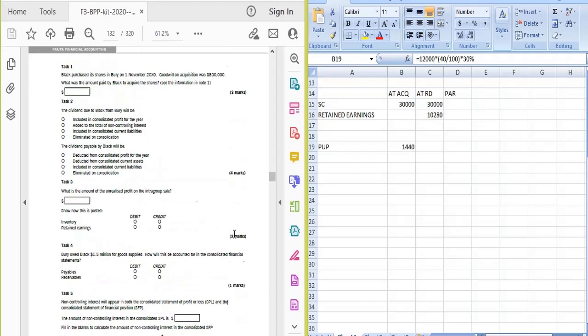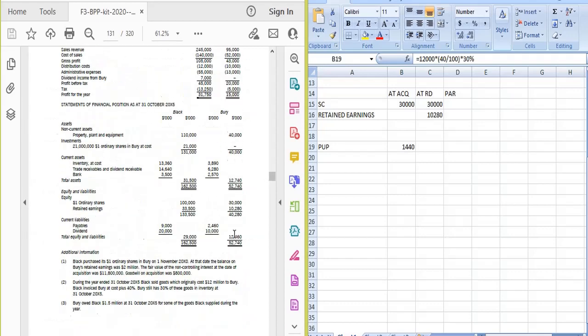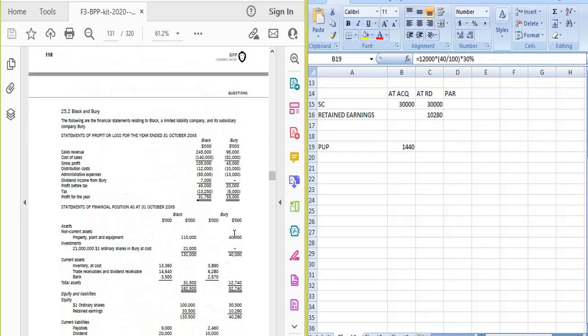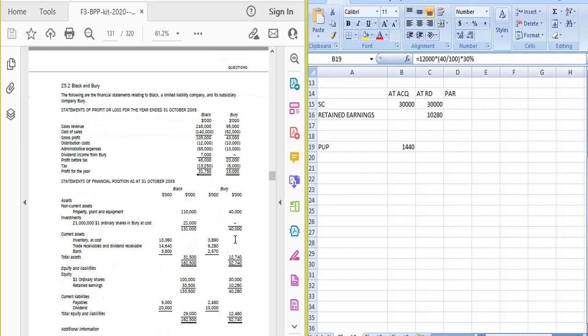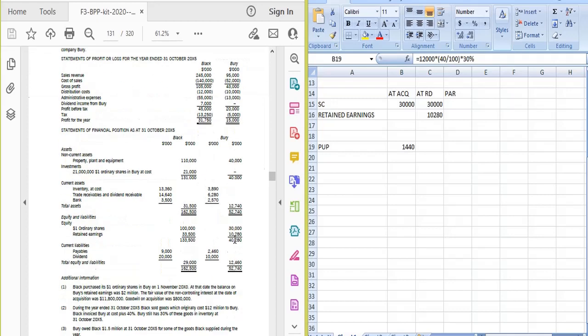In today's video, we are going to do the second question of a long question from the consolidation chapter of F3. The question is: the following financial statements relate to Black, a limited liability company, and its subsidiary company Bury. The statement of profit or loss for the year ended 31st December is given, and the statement of financial position is also given.